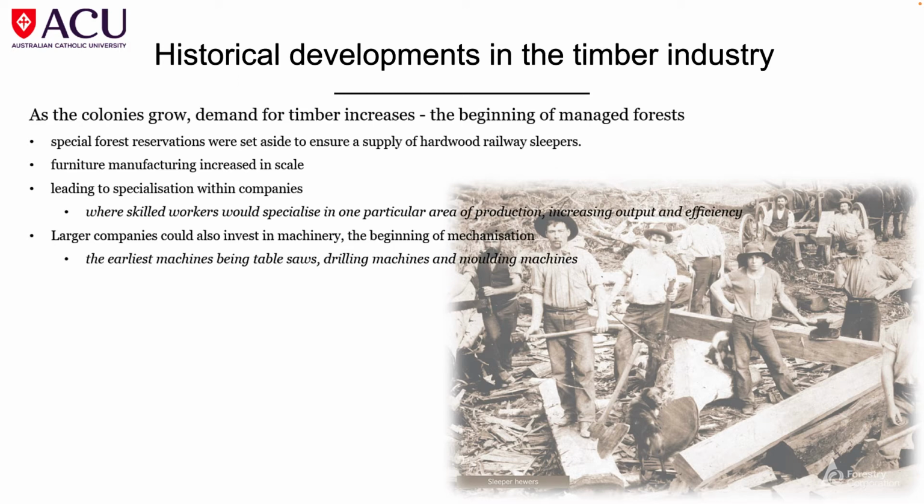So the earliest machines that they could mechanise were table saws, drilling machines and moulding machines. Now we're talking pre-electricity here. So generally how it worked is they would have a big steam engine somewhere down in the end of the factory, and then they would have a series of belt drives that would go throughout the factory, and they could then hook into table saws, drilling machines, moulding machines. They had sort of a lever and gear system where you could hook your machine up to this belt drive when you needed to use it.